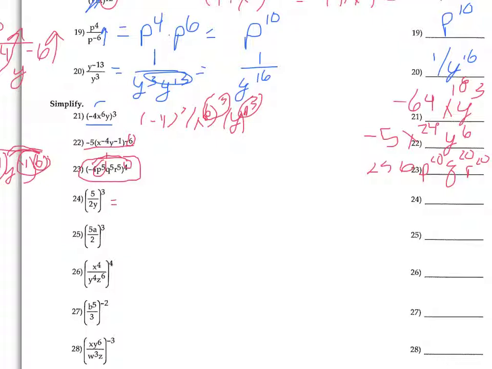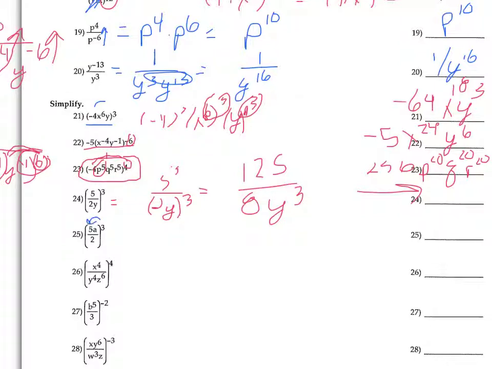Here, we can cube the numerator and denominator of fractions, so this is going to be a 5 cubed over a 2y cubed. Now 5 cubed, 5 times 5 times 5, that's 125. Y cubed, well, we can cube the 2, so 2 times 2 times 2 is 8. Y cubed is Y cubed, so that's what would go in here. Same thing with this next one. If we cube this 5a, we're cubing the 5, which is 125. We're cubing the a, which is an a cubed. We're cubing the 2, which is an 8. So that's what we have here.